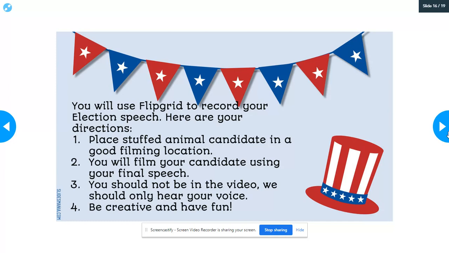You should film your candidate using your final speech. So the only thing that should be in the frame is your little stuffed animal. And then when you hit record, you're going to be reading your speech. So you shouldn't be in the video. So be creative and be fun. Have fun with this.